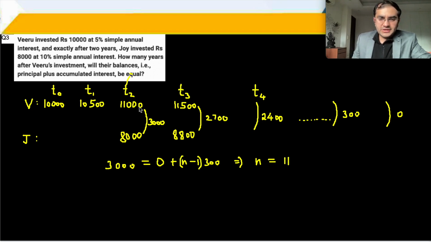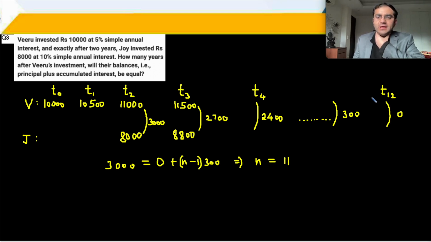So from T2 onwards 11 terms, if we go ahead, what is this? Yeah, just remove this. Now it's just basic counting. So just add 11 terms from over here and we should be able to reach 12. Okay. In the 12th year their balances are equal.